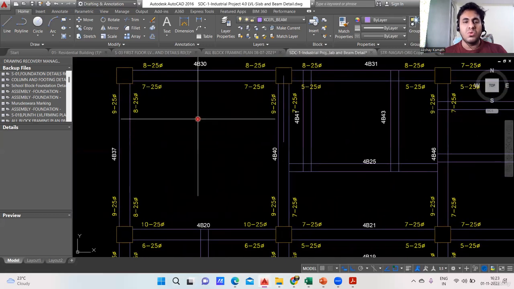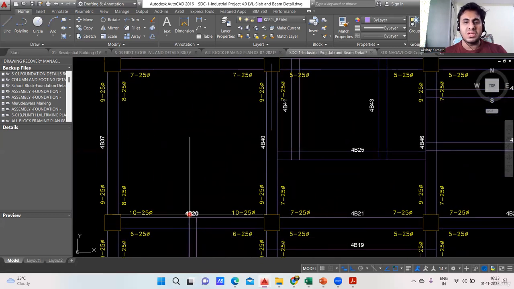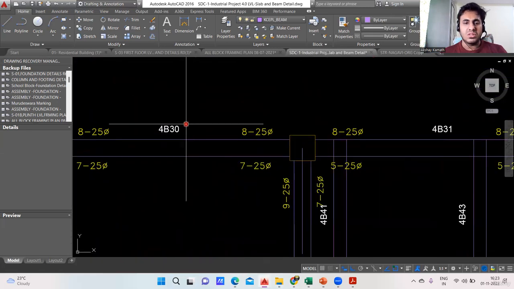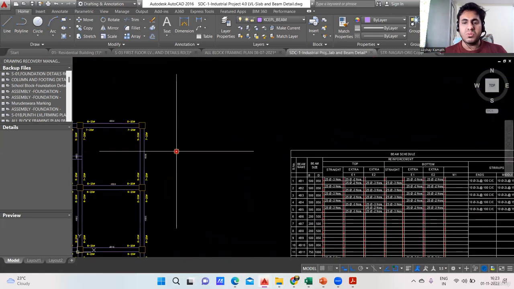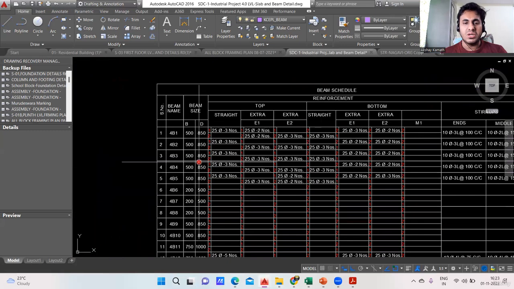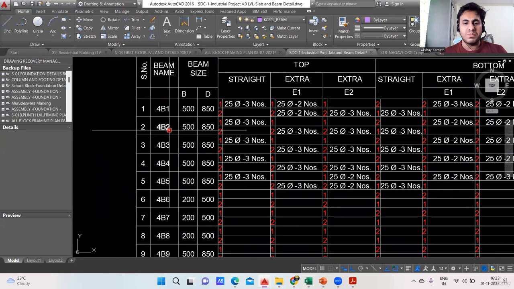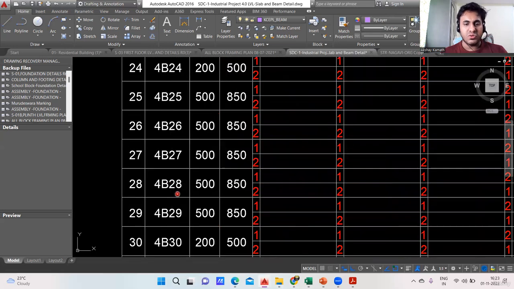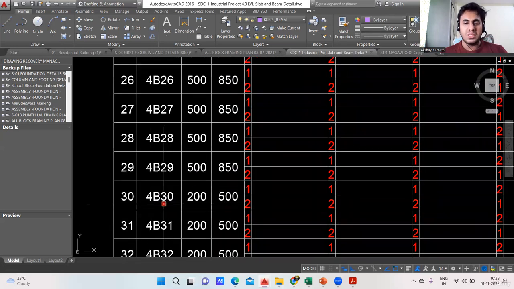You can do that. See, one, two, three, four columns are there. The beam size is not mentioned here. So it is 4B30. For 4B30, I need to come and check here. Okay, this is 4B. So 4B30 is somewhere here, isn't it? See, this is 4B30. That is the fourth B30, in the sense it is in the fourth floor. B is for the beam, and the beam number is 30. That is what it means.